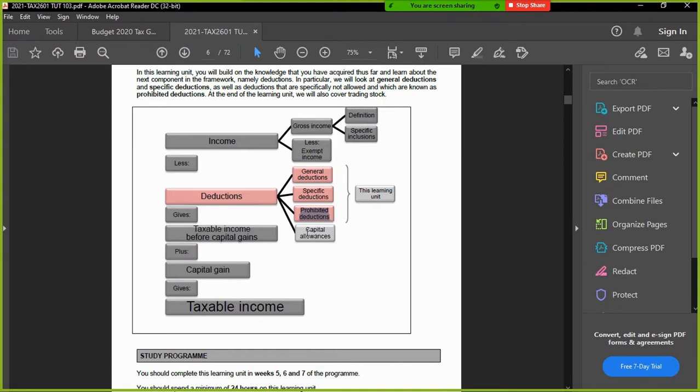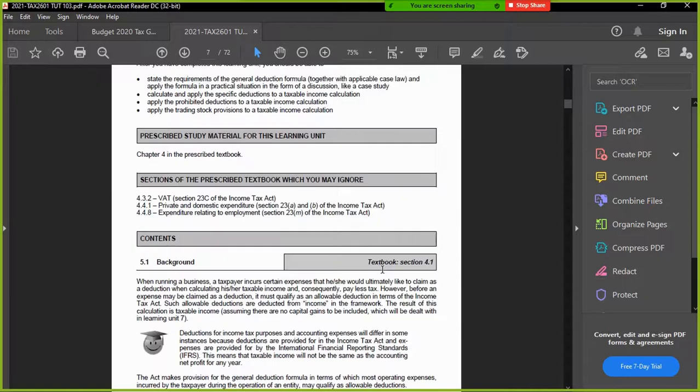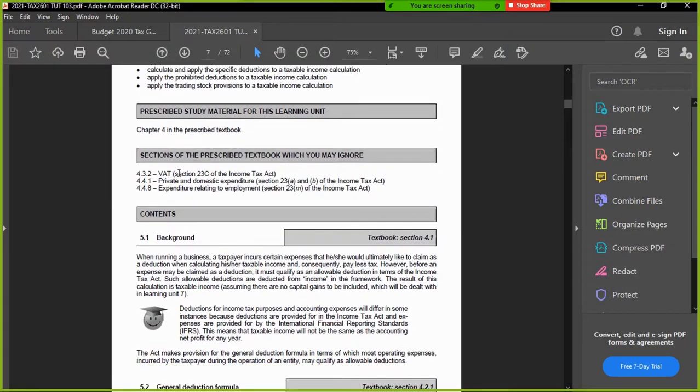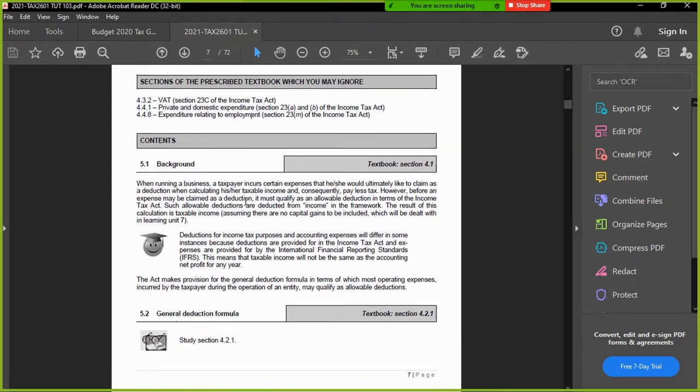Okay, in study unit 6, next week, we're going to be looking at capital allowances. That's another part of the deductions. Okay, deductions and allowances. Right, so next week's notes will be looking at that. Right, what else do they give you here? Let's see. Okay, they've referenced some of the textbook, so please have a look at that. There's some background here regarding the general deduction.